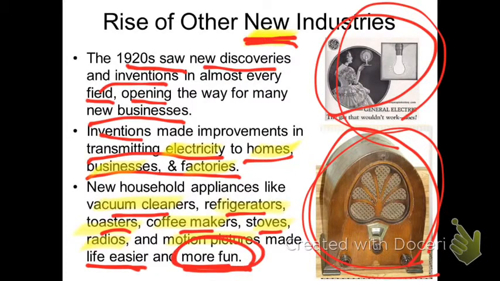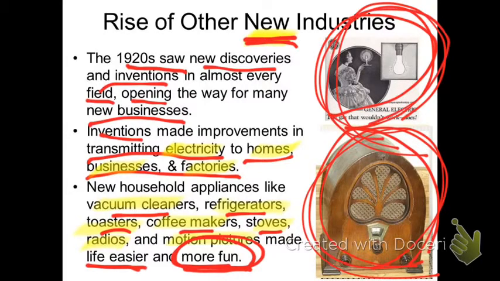But in many cases, particularly when it comes to the motion picture, it made life far more fun. The radio made life more enjoyable. The light bulb made life more enjoyable because now you could do things at home. You could sit at home with your family and listen to any number of kinds of shows, music shows, and entertainment shows, mysteries and comedies.